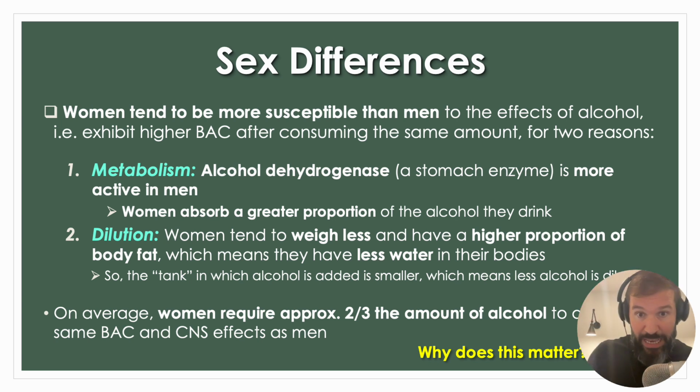Alcohol dehydrogenase already starts to metabolize, or break down, alcohol once alcohol gets into your stomach. Remember, alcohol first has to get to your stomach, then gets to the liver for first pass metabolism. This means that women absorb a greater proportion of the alcohol that they drink as compared with men, because women produce less of this stomach enzyme. So less of it's getting broken down from the get-go.